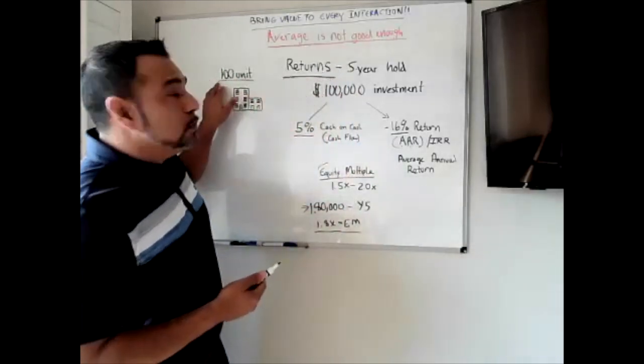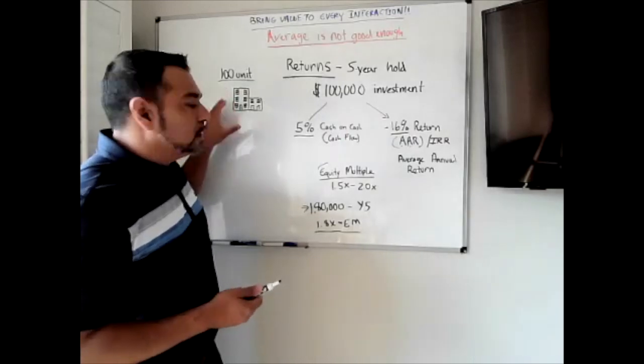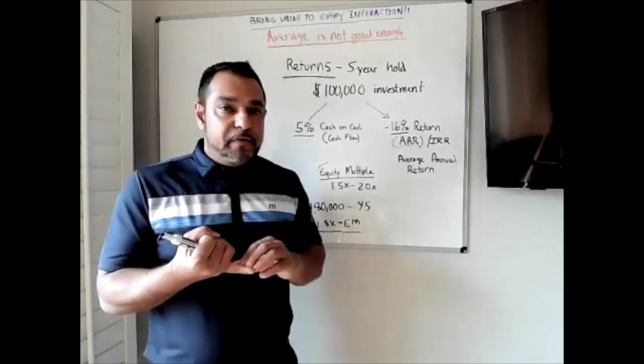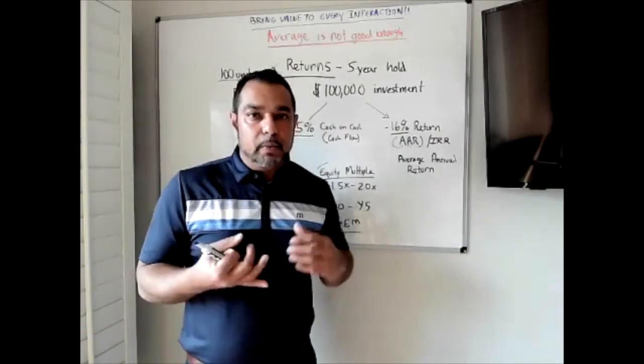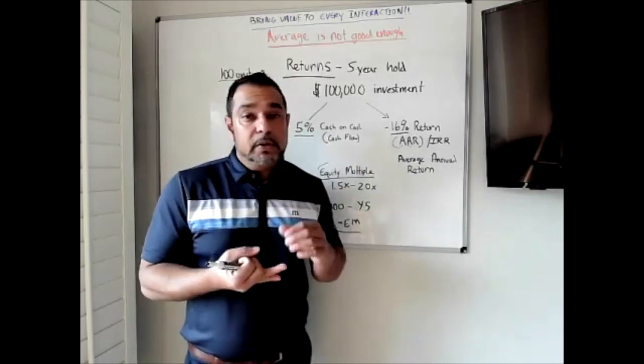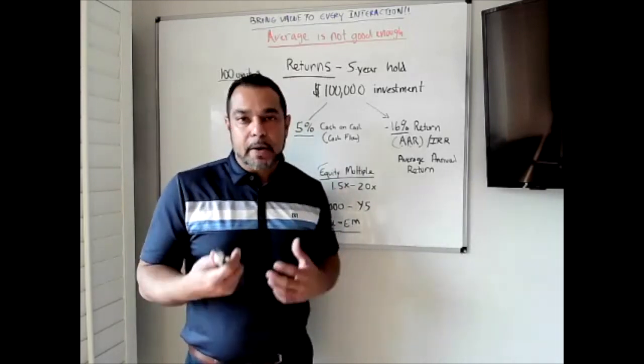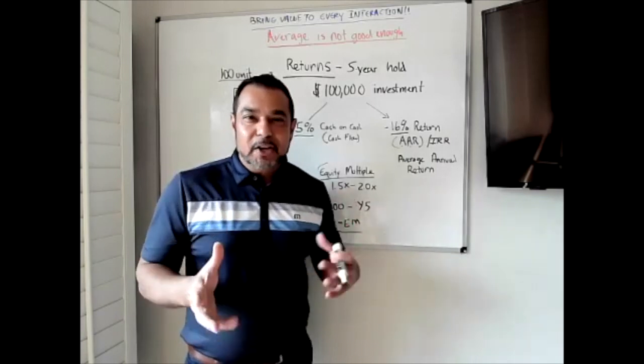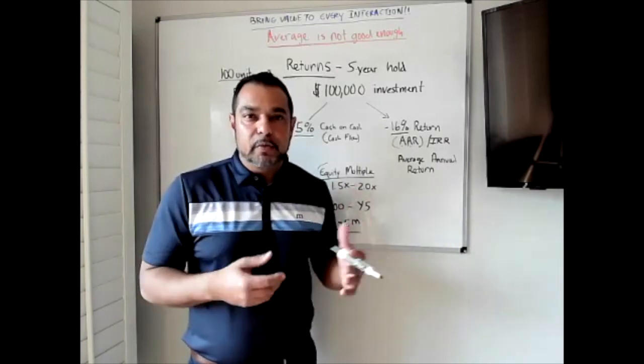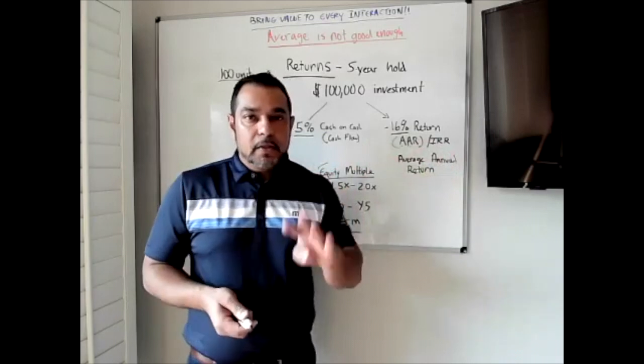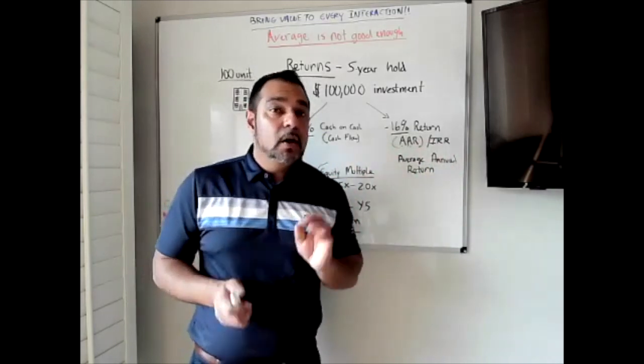All right, so we're going to still use that 100-unit example. This is a property that we've already vetted the operator. We really liked the operator. We like their experience. We like what they're doing. We looked at the market. We see all the right dynamics that are happening in the marketplace. We like the location. We've checked it out online. We've gotten reviews. We like those three things. The last thing, if you recall from the last video, is what are the returns?